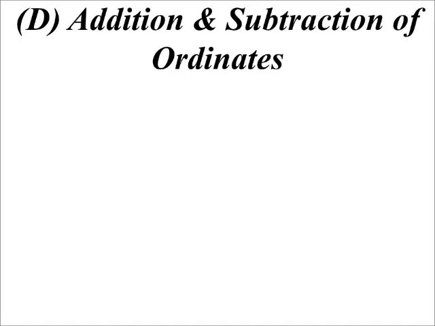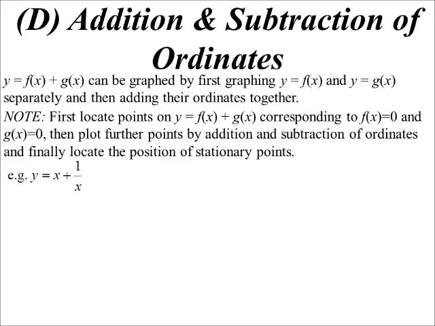Adding and subtracting, also known as superpositioning of graphs. They use that word in physics, don't they? Superpositioning. So basically adding and subtracting the y values. So x plus 1 on x. Well, easiest way is to draw the two graphs.